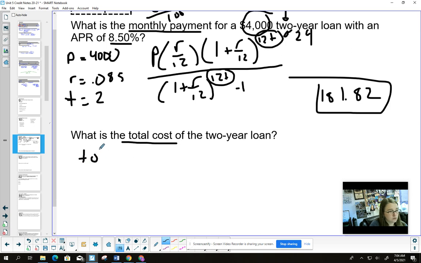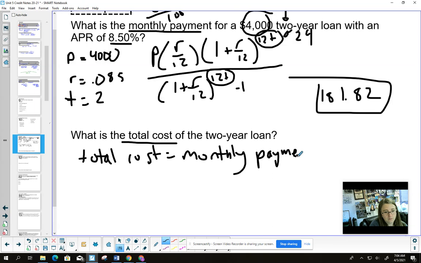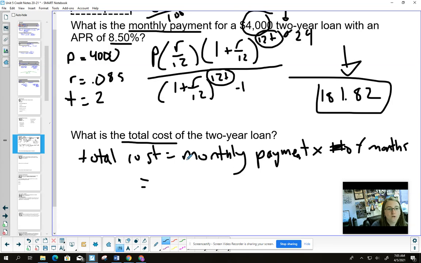So total cost equals... Again, we actually have done all of this before in the housing unit. Monthly payment times the number of months. That's number of months. That's a number symbol. It's really hard with my mouse sometimes. There we go. Okay, because again, the total cost is all of the money you've given them. So they've given them this monthly payment for how many months? It's 2 years. How many months is that? 24.